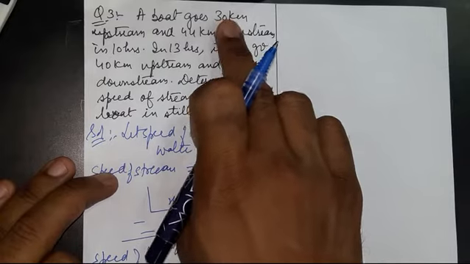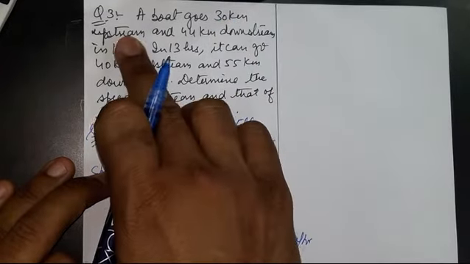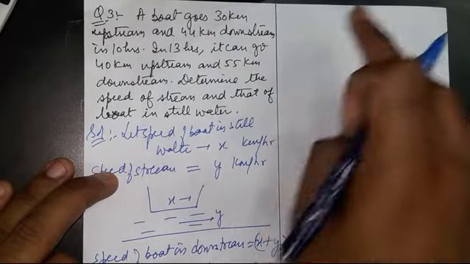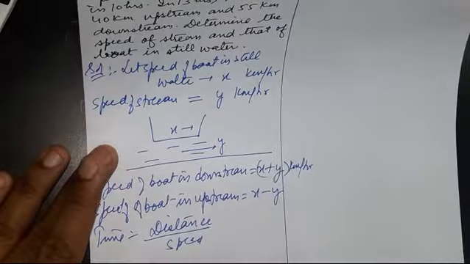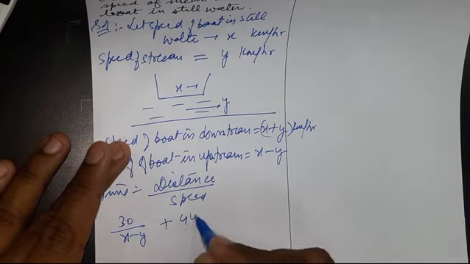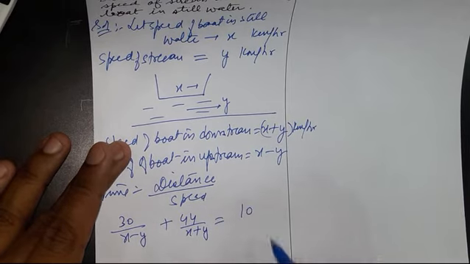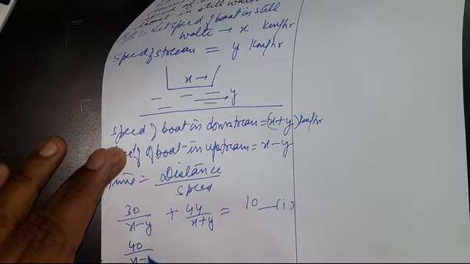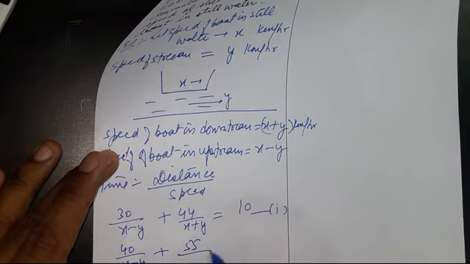So take distance 30, the speed for upstream is x minus y, and distance 44 km, the speed for downstream is x plus y. So the equation becomes 30 upon x minus y plus 44 upon x plus y, and the total time taken is 10. This is the very first equation. Similarly, in 13 hours the boat goes 40 km upstream and 55 km downstream. This is the second equation.